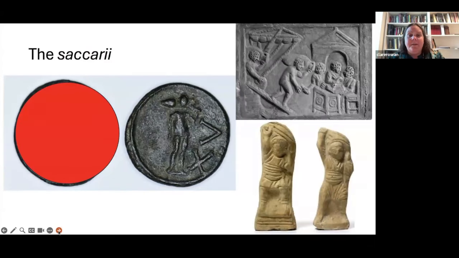Tokens are also really useful in uncovering different types of workers and groups that may not be well preserved elsewhere. One of the groups that shows up on both bronze and lead tokens are the Sicarii. These were dock workers. They went onto ships and carried off all the goods, and we have little statues of them.